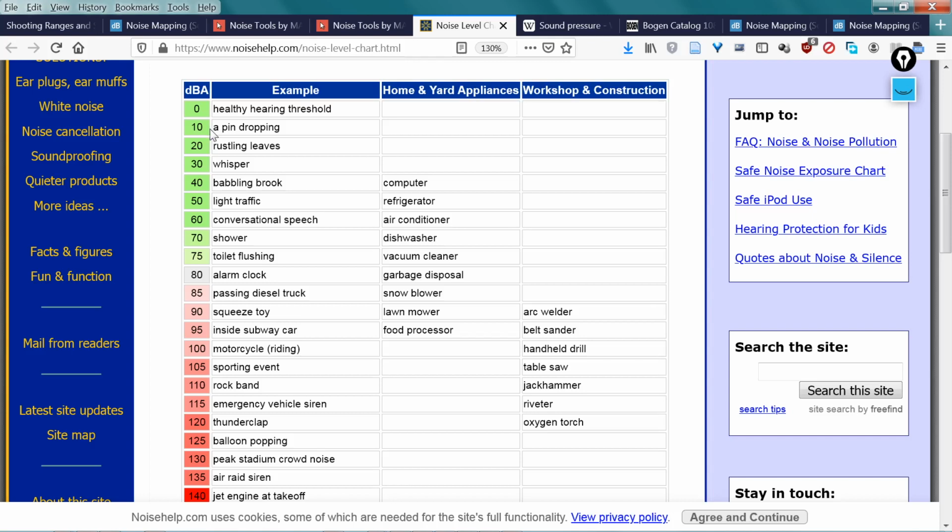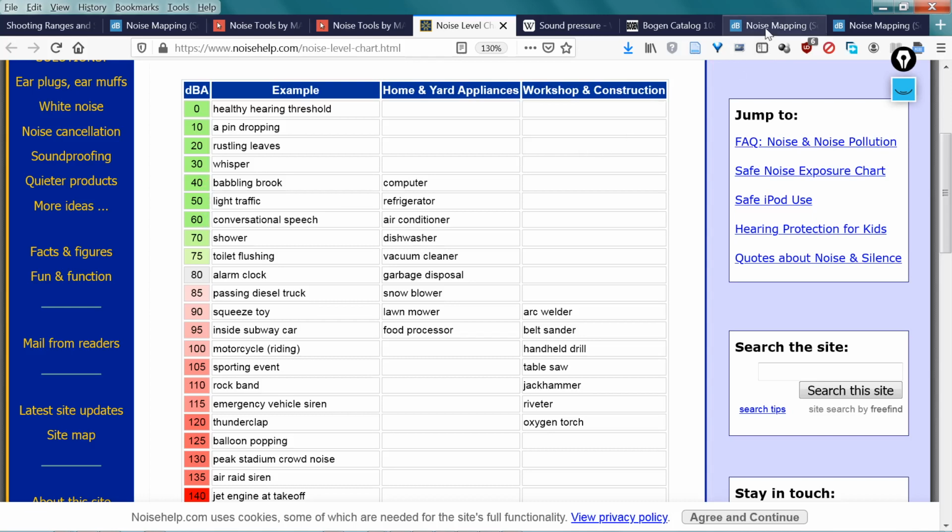very small. Okay, so you can see with the greens here, which roughly corresponds to some of my green stuff over there, that a whisper is 30 decibels, a babbling brook is 40, whereas our normal conversations are around 60 decibels.